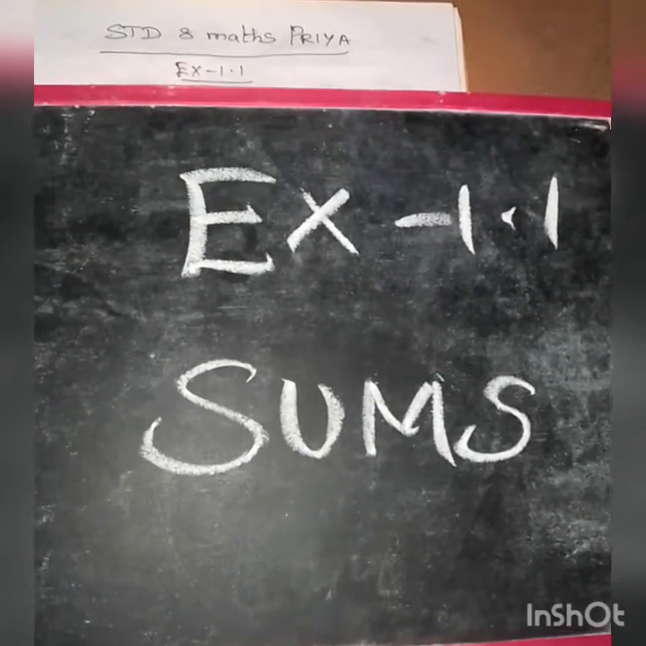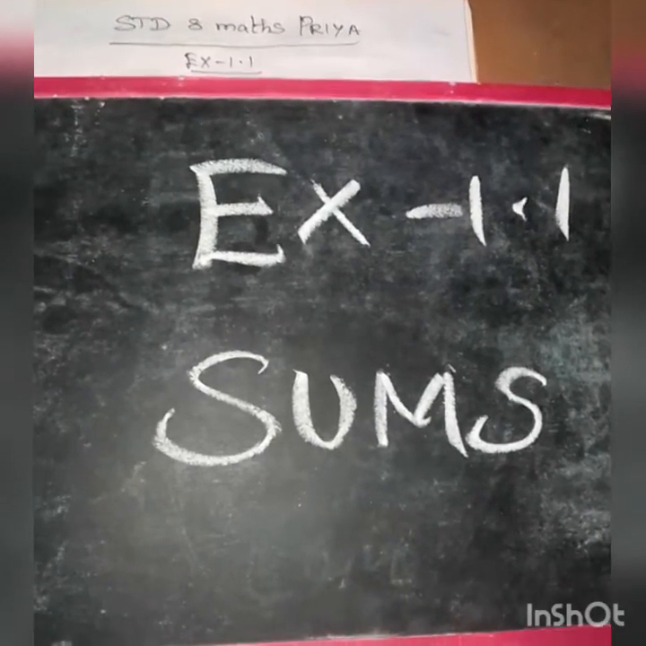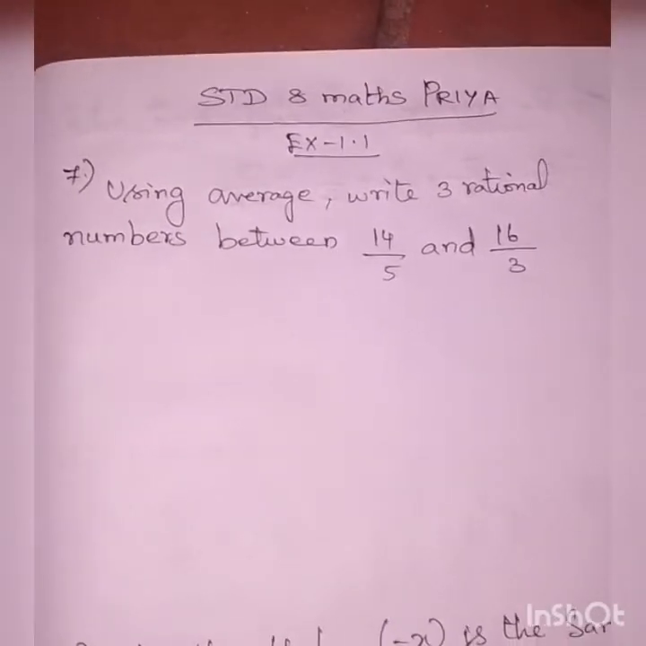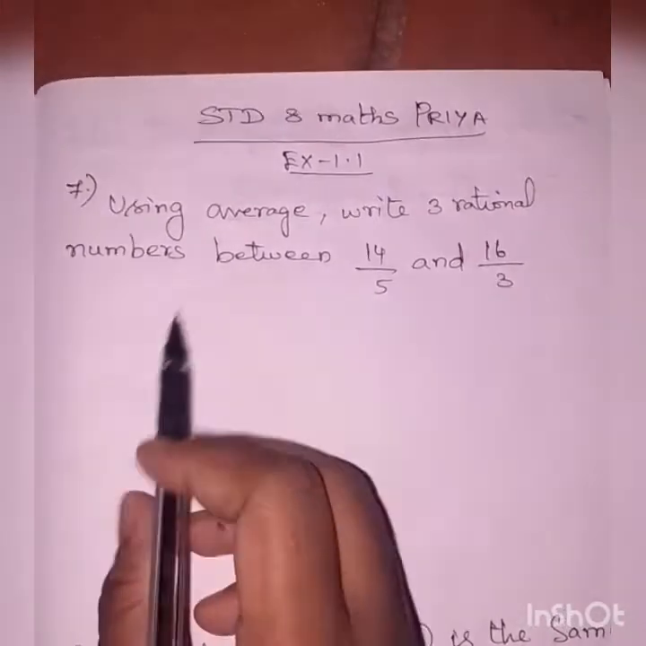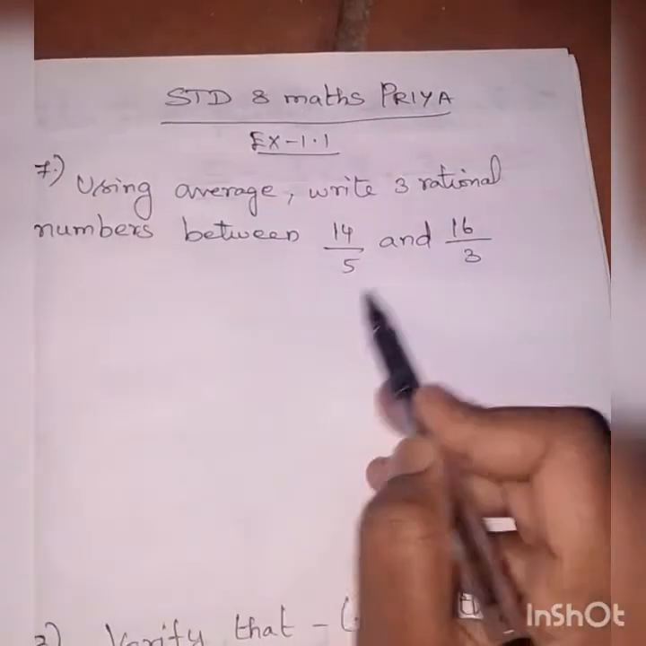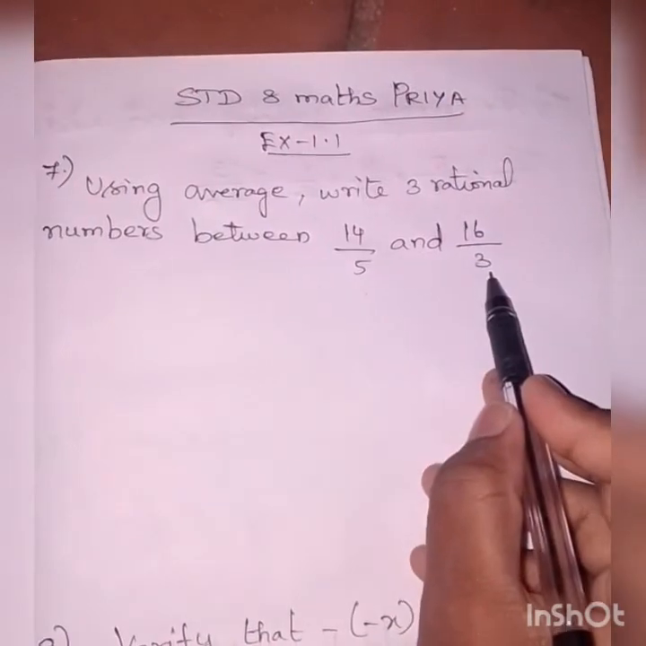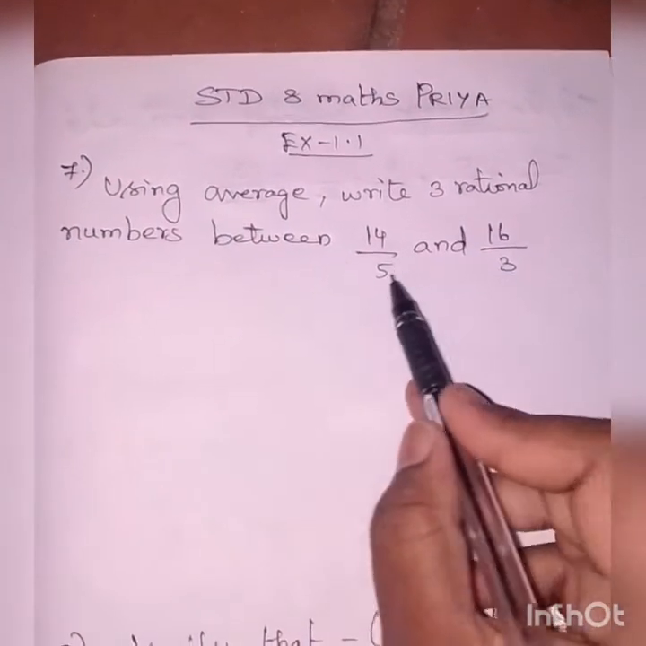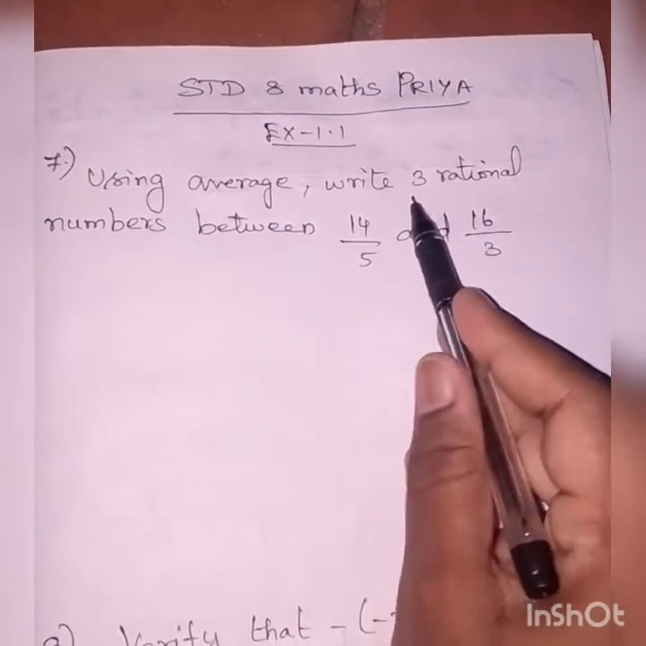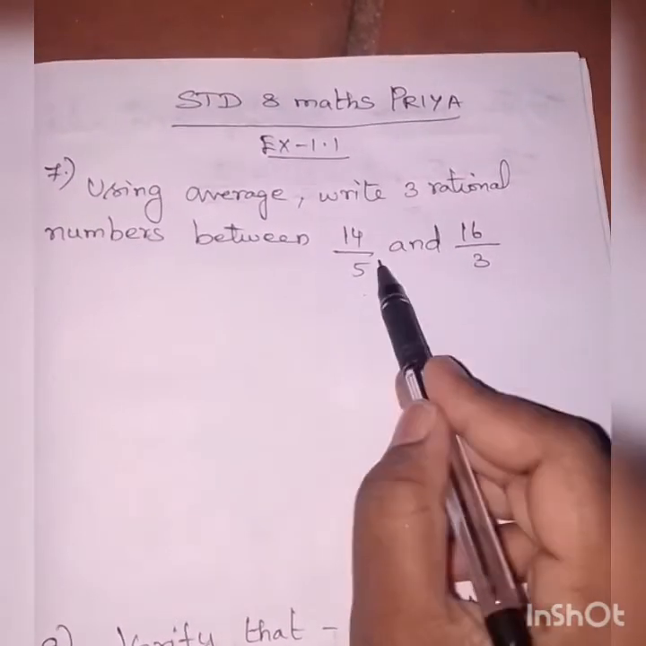In this video, we are going to see exercise 1.1. Now look at your seventh sum. Using average, write three rational numbers between 14 divided by 5 and 16 divided by 3. So we are going to find the rational numbers between these two rational numbers, and we are going to mention three rational numbers between them.